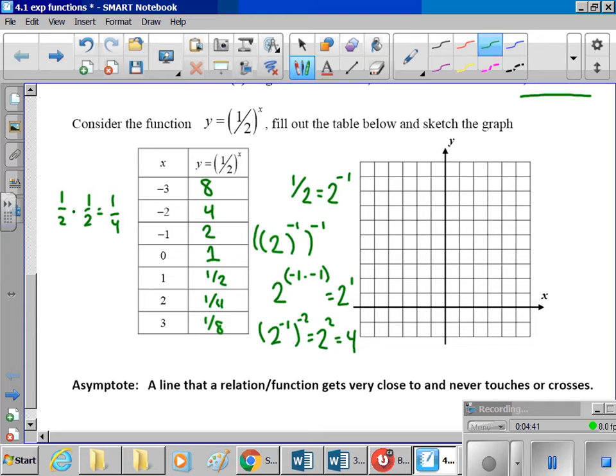So at negative 3, we go up to 8, negative 2, 4. We go down negative 1, 2. We're going to cross at the same point, 0, 1. Then we have 1, 1 half, 2 comma 1/4, and 3 comma 1/8. We're going to connect all of these again with the smoothest line we can draw.